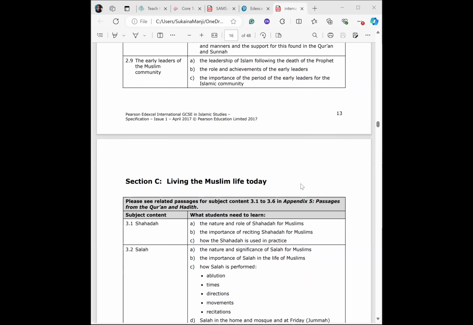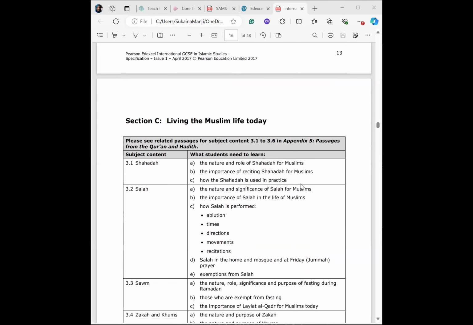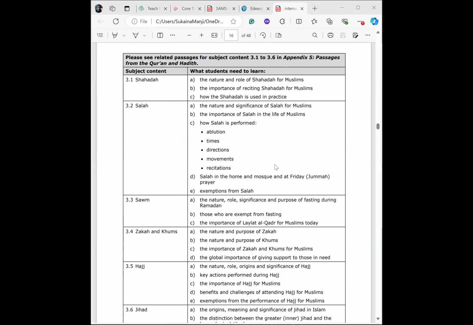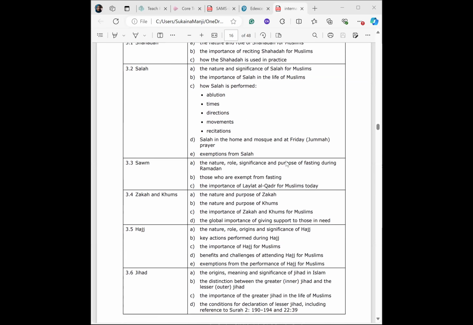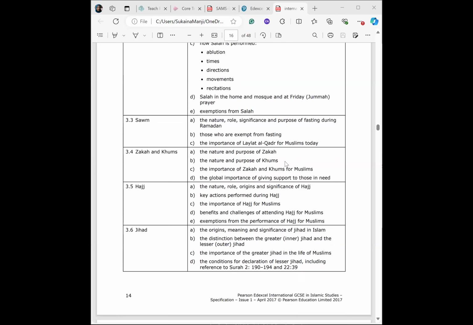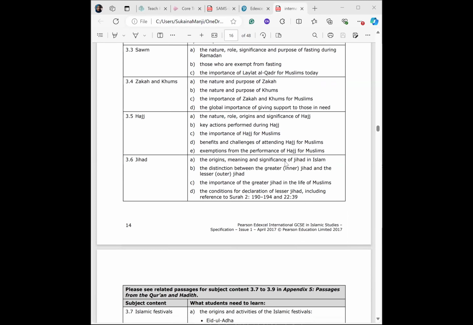Move on to section C, which is a new topic. Here we look at the Muslim life today. And in that, we start looking at how the nature and role of Shahada is important, how it is used in practice. We look at the different actions that are obligations on a Muslim. So, for example, we look at Salah, how is it performed? We look at Saum, where we look at the significance of it and who is exempted from it. We look at Zakat, Hajj, Jihad.